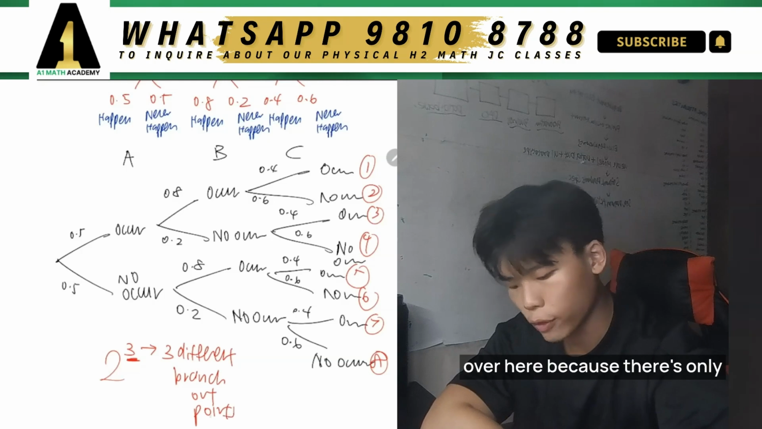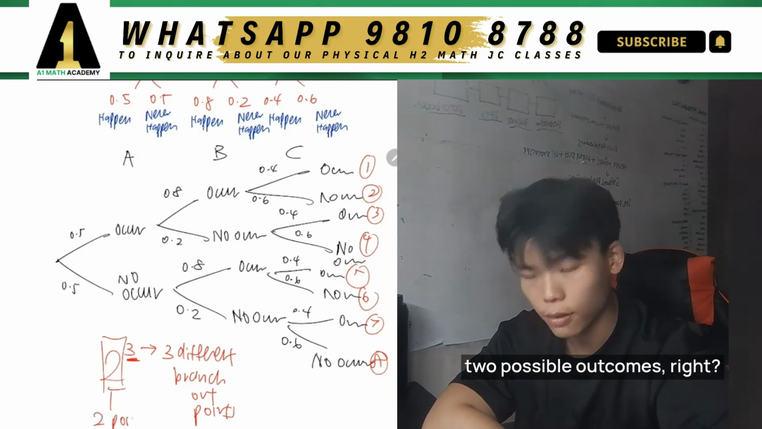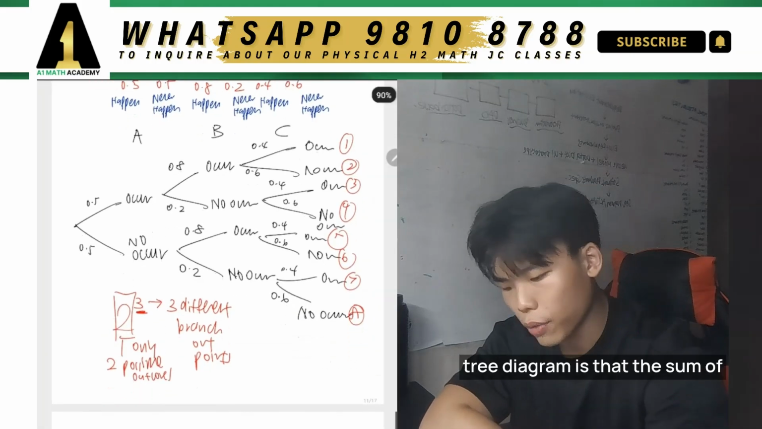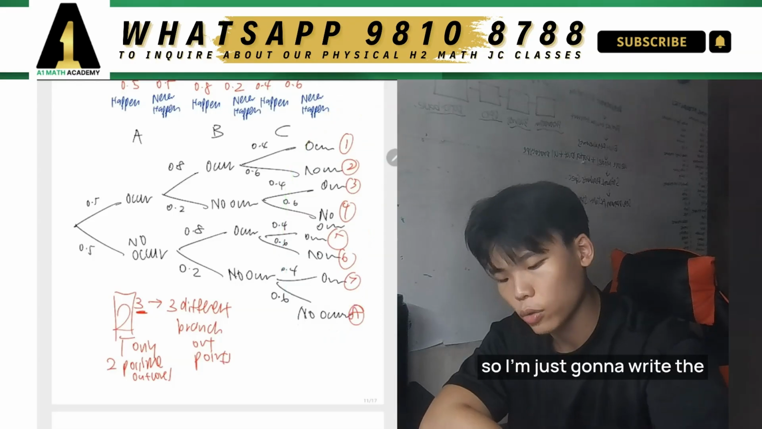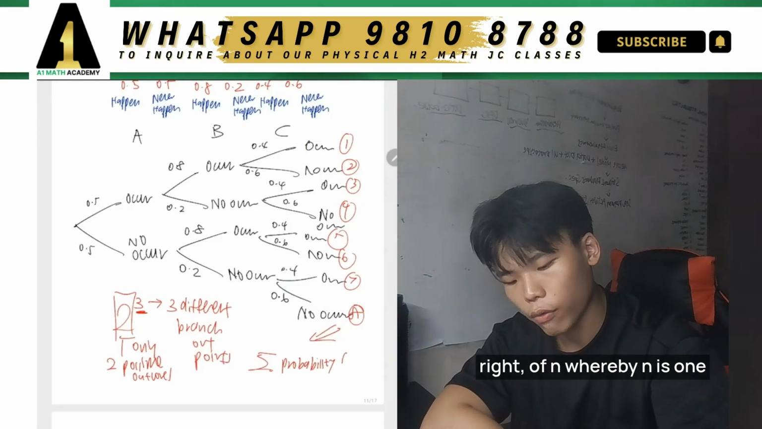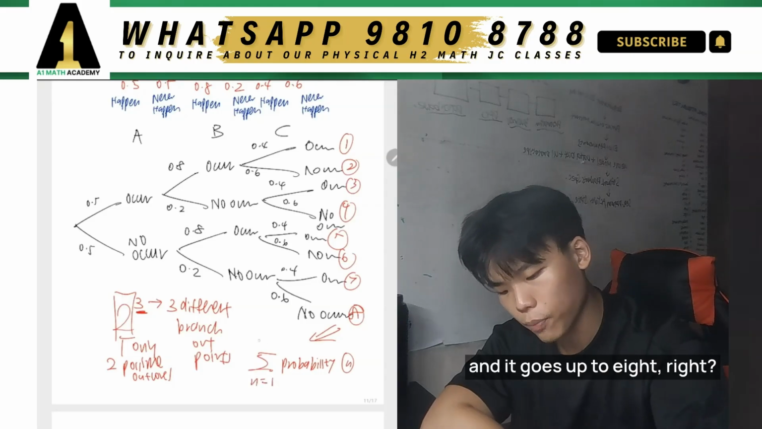And it will always be 2 over here because there are only 2 possible outcomes, right? Occur or not occur. Only 2 possible outcomes. So the thing with the probability tree diagram is that the sum of all these different outcomes, I'm just going to write the summation symbol here, the summation of the probability of n, where n is 1 and goes up to 8, right?